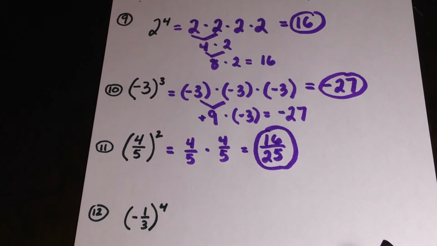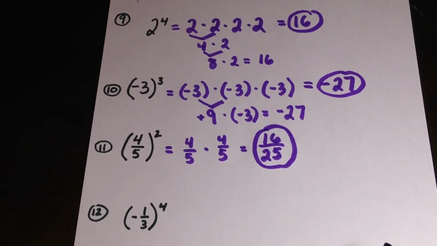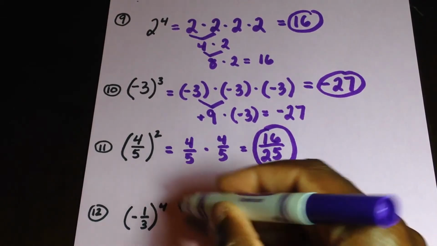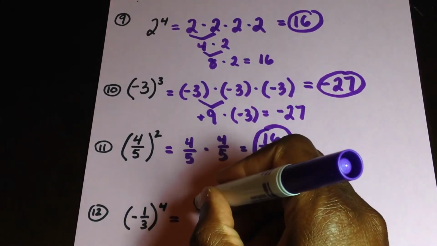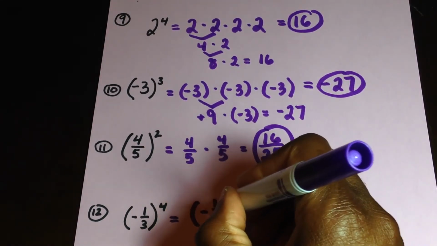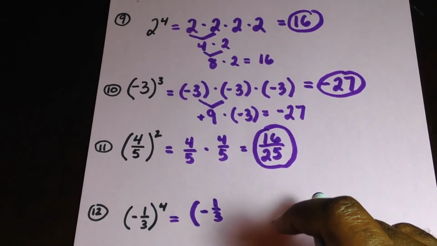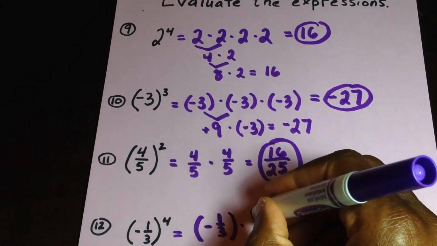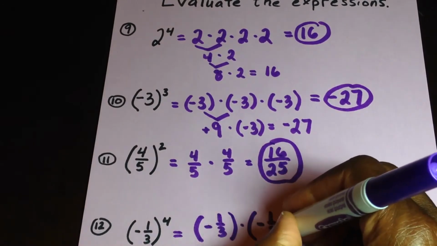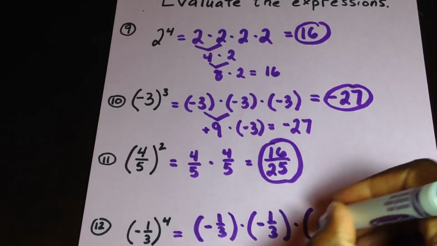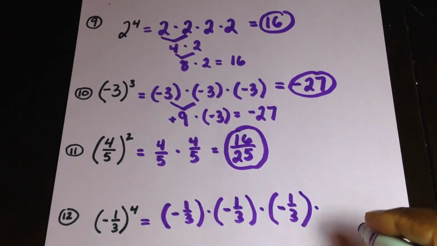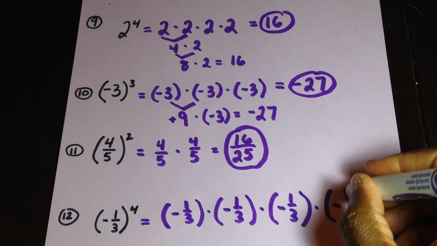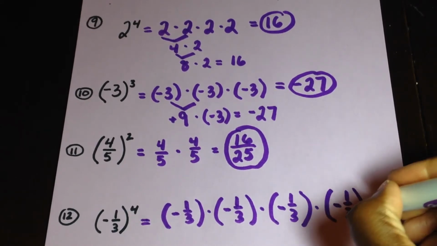All right. Let's try this one. Okay, it's a negative 1/3. So the base is negative 1/3, and that's going to be to the 4th power. So let's write this in expanded form, which is going to be negative 1/3 times negative 1/3 times negative 1/3 times negative 1/3.